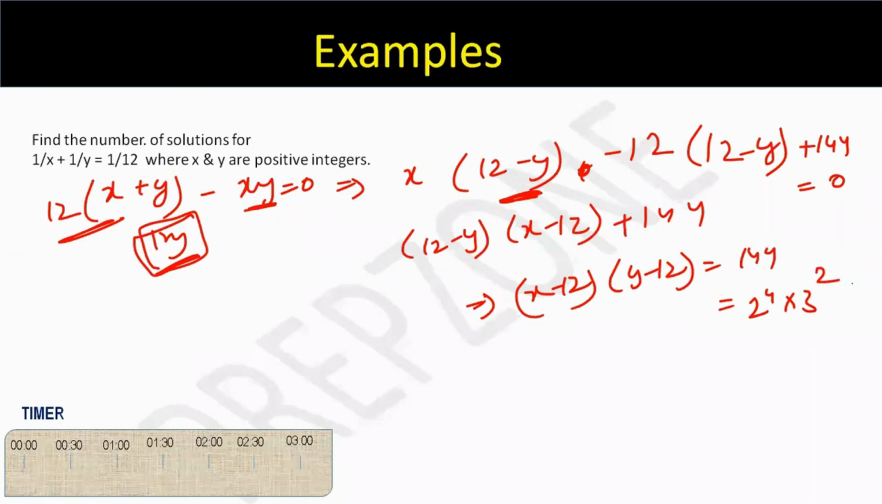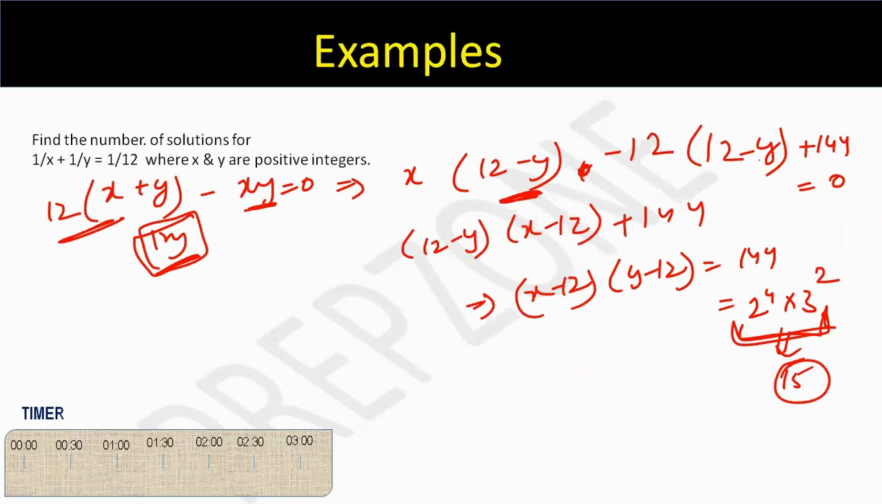Now the only thing I know is x and y have to be positive integers, right? So how many total factors does the right hand side have? The total number of factors of 144, which is 2 to the power 4 into 3 square: 4 plus 1 is 5, into 2 plus 1 is 3, 5 into 3 is 15. So there are 15 factors of this, right? Now I know as many factors as there are, that many solutions there will be.